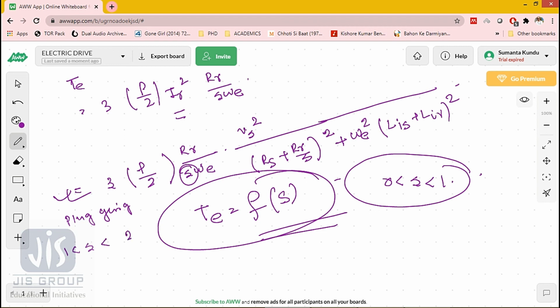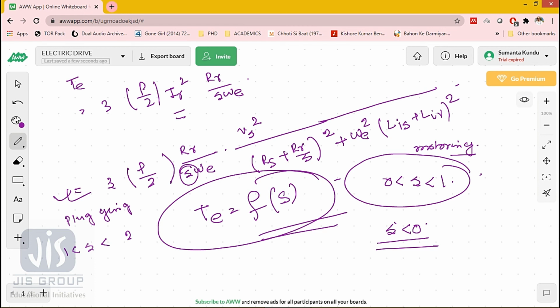This is my motoring zone, and this is the regenerating zone, where the slip is less than 0. Slip is less than 0. Why?